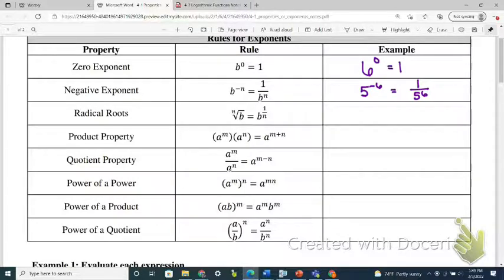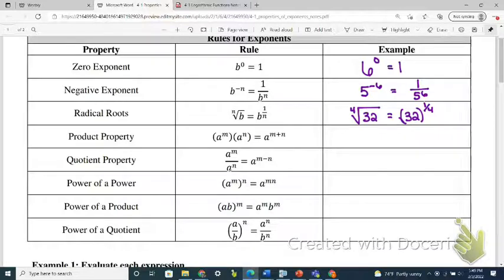Radical roots property just means that any radical can be written as an exponent as 1 over whatever the radical is. So if it's a square root, it would be b to the 1/2. If it was a cube root, it would be b to the 1/3. So if you see the fourth root of 32, I can rewrite that as 32 raised to the 1/4 power.